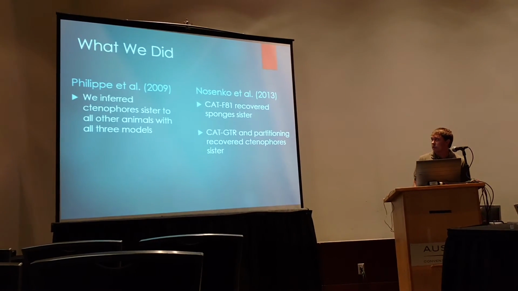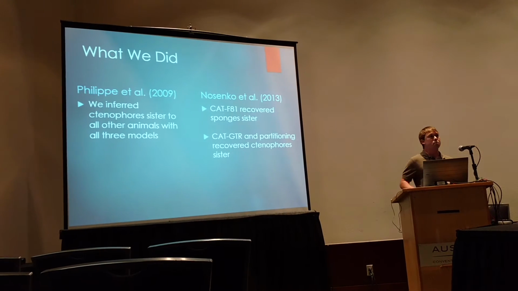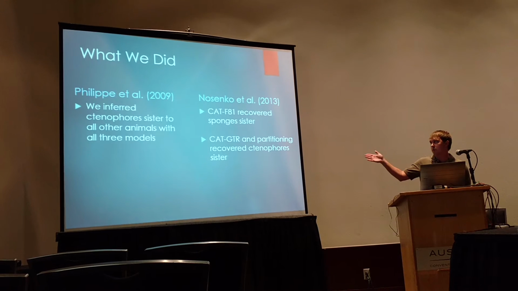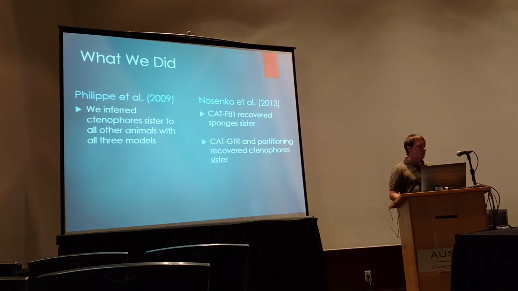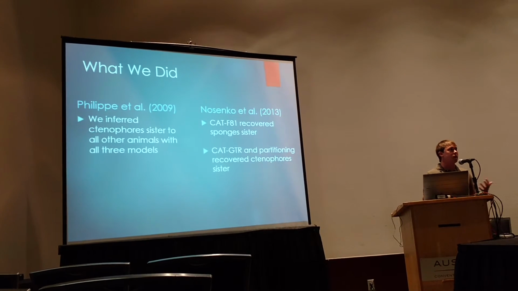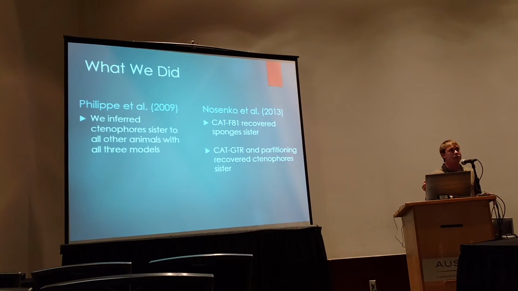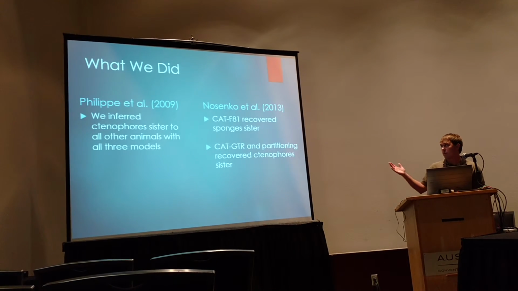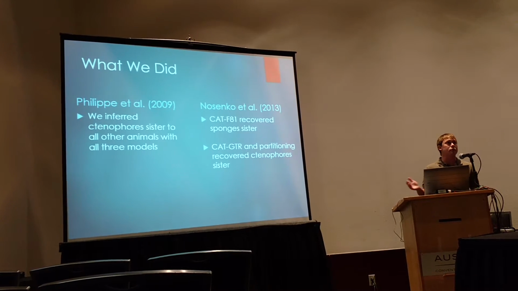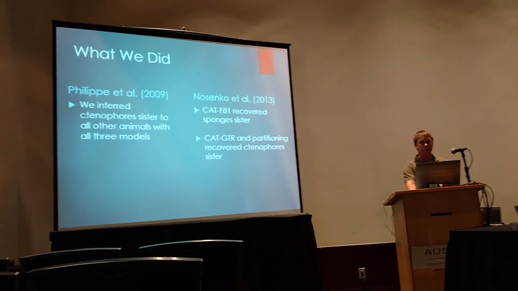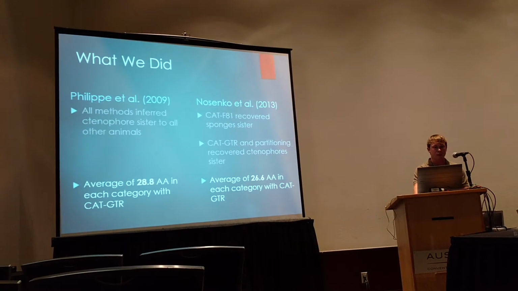With the Nosenko et al. 2013 data set, CAT-F81 recovered Sponge-sister, whereas CAT-GTR and partitioning recovered Ctenophore-sister. And so, in the context of our simulation results, we can look at that and say, okay, well, in simulation CAT-F81 looked inaccurate. That's probably not the right topology. So it would seem that, matching our simulation results, CAT-GTR and partitioning got the same answer, which is Ctenophore-sister to all other animals.